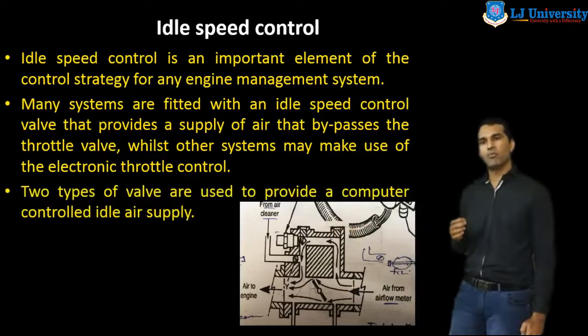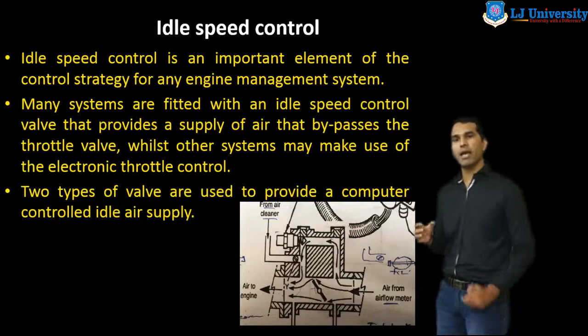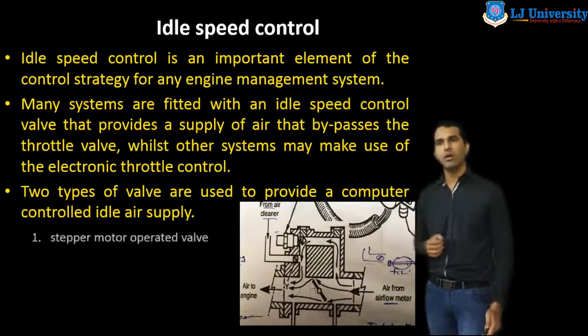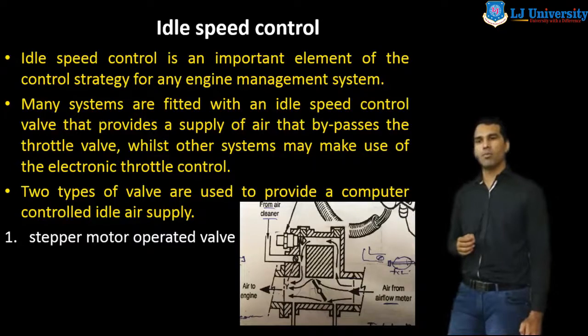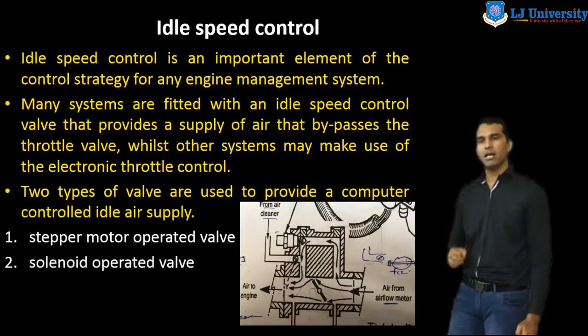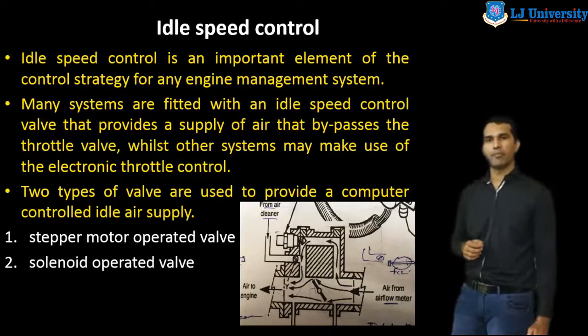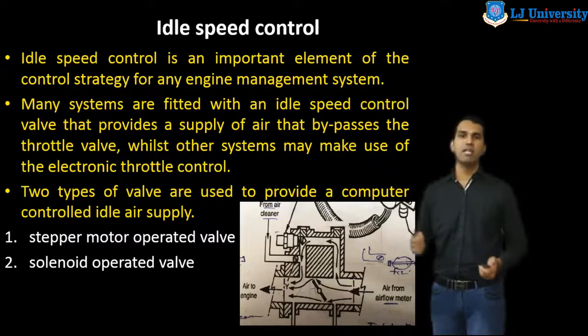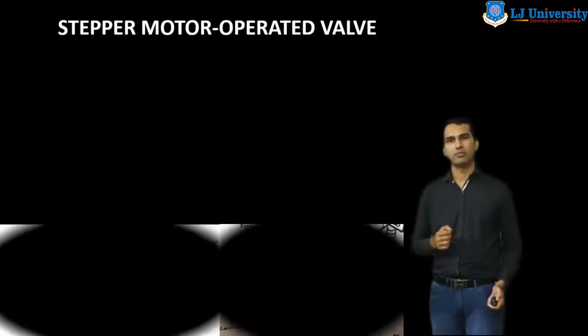Two types of valve are used to provide a computer controlled idle air supply. The first type is a stepper motor operated valve, and the second is a solenoid operated valve. We know the function of the solenoid operated valve, so now we discuss only the function of the stepper motor operated valve.